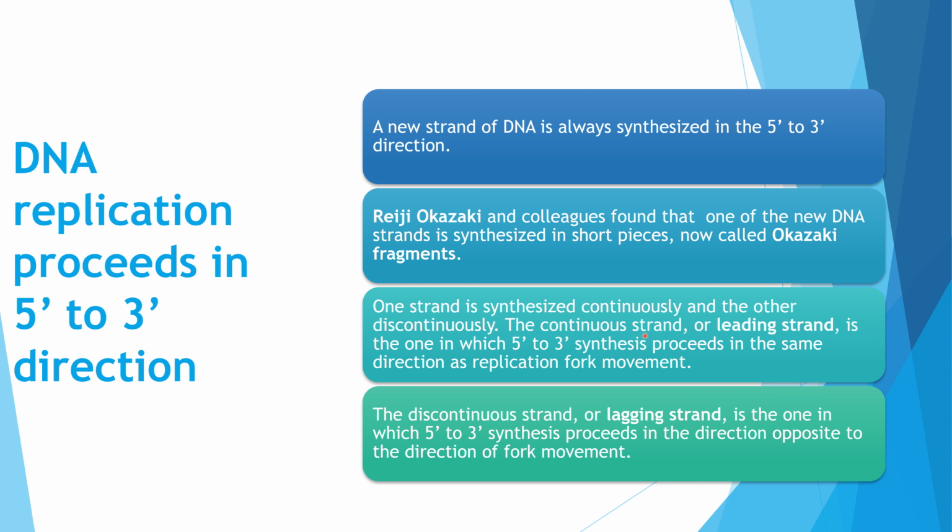The continuous strand, also called the leading strand, is the one in which 5 to 3 synthesis proceeds in the same direction as replication fork movement. The other one is the discontinuous strand, also called the lagging strand. The lagging strand is the one in which 5 to 3 synthesis proceeds in the direction opposite to the direction of fork movement.